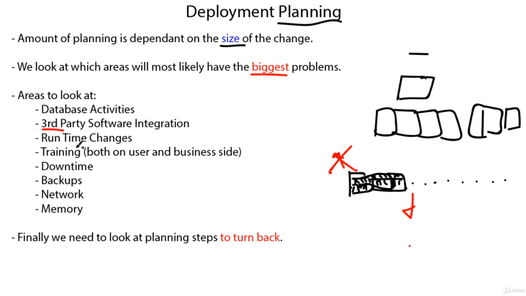Then we have runtime changes. So for example, during runtime, maybe things have changed. So we've gotten the code to work, but when we actually deploy it and run it, maybe something changed that we didn't anticipate. And that's important to understand, and to know how to turn back from.